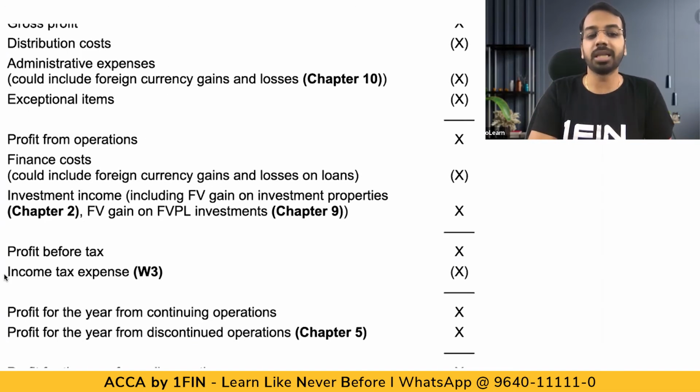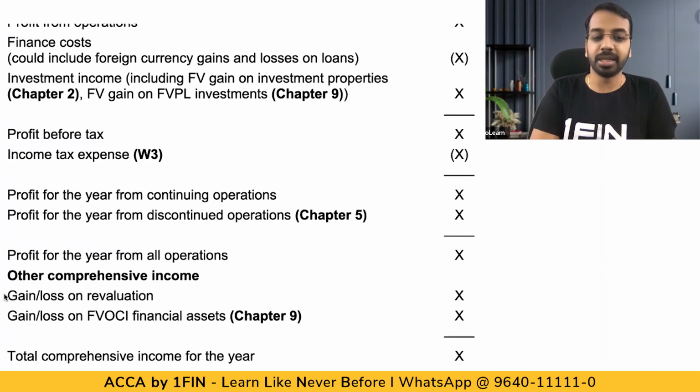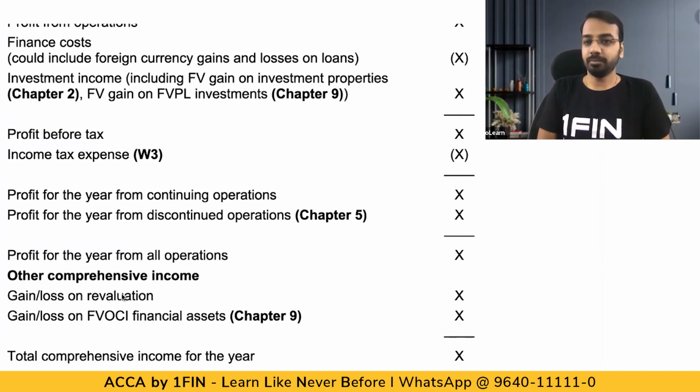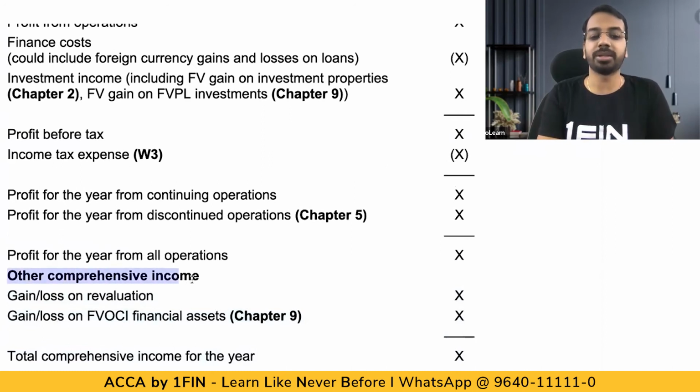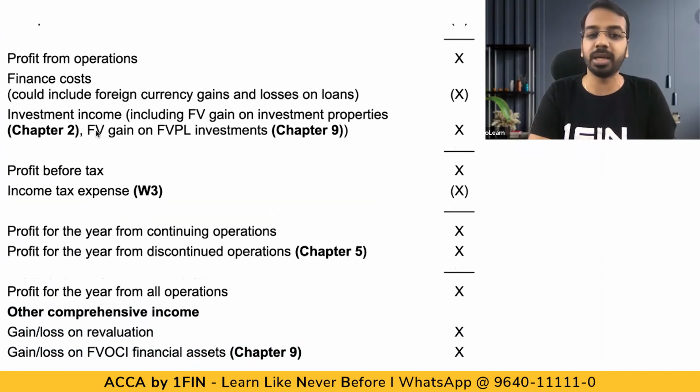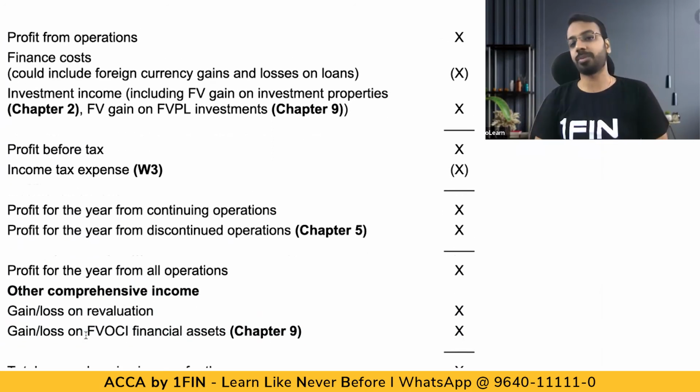Then you have other comprehensive income. I told you, right? Loss or gain on revaluation. You'll understand in the second chapter itself that there are non-current assets which can be revalued. If there is a gain or loss on revaluation, you will take it to other comprehensive income. Then similarly, gain or loss on some financial assets. Don't worry about the terminology here. Specific standards will tell whether you can take it to P&L or to other comprehensive income.